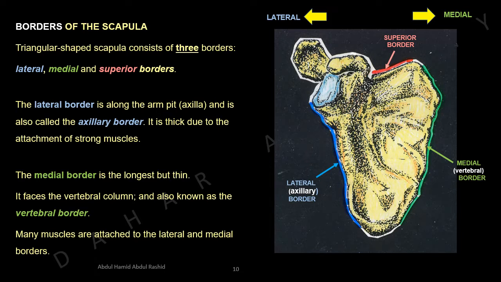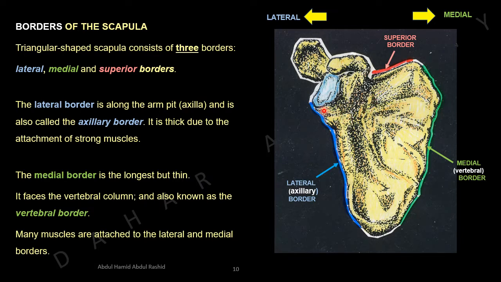Borders of the scapula. Look at the diagram. This is the anterior view of the right scapula, that is the costal surface or anterior surface. This is the medial side, this is the lateral side. Because the scapula is triangular in shape, it consists of 3 borders. This is the lateral border, this is the medial border, and this is the superior border.